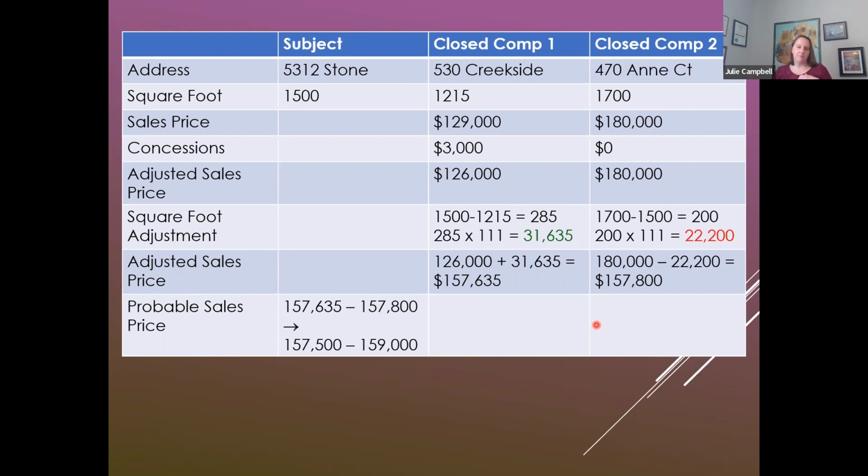Same thing with the other comp. I took my adjustment and now I have to deduct the difference in square footage. Again, for your test, for your homework assignment, they're going to give you that value. But this just kind of gives us a little bit of insight on how they arrive at that value, how they determine, they being the appraiser, by the way, that a square foot is worth $111.